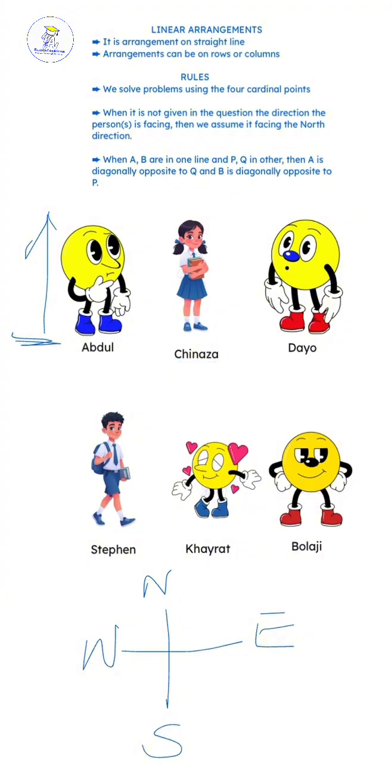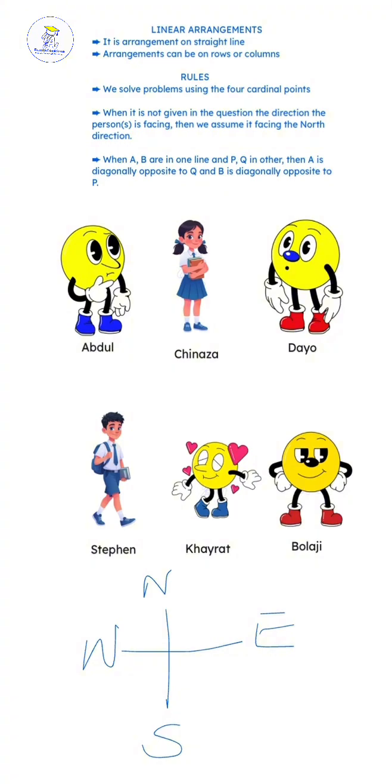Let's take another case study. Let's take Kairat. We also assume that everybody is still facing north. To the left hand side of Kairat, if everybody is facing north, will be who? Steven, and to the right hand side will be Bolaji. So that is when we assume that everybody is facing north if in the question we don't have direction.